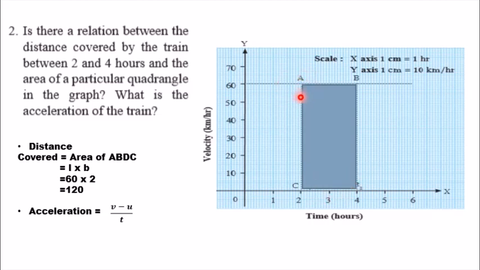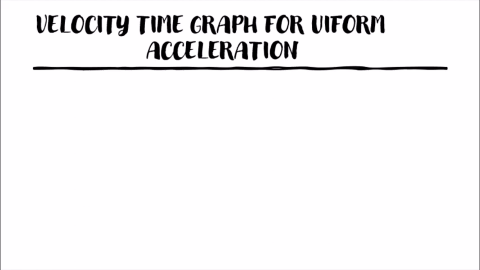So our time here is 2, as we have to calculate the acceleration between this time. But our final velocity here is 60 and our initial velocity is also 60, as the train is moving with the same speed. So final velocity minus initial velocity upon t, that is 60 minus 60 upon 2, the answer will be 0 meters per second. 60 minus 60 is 0, 0 upon 2, the answer is 0. So the acceleration of the train is 0 meters per second, and the distance covered and the area of the quadrangle is 120 kilometers.